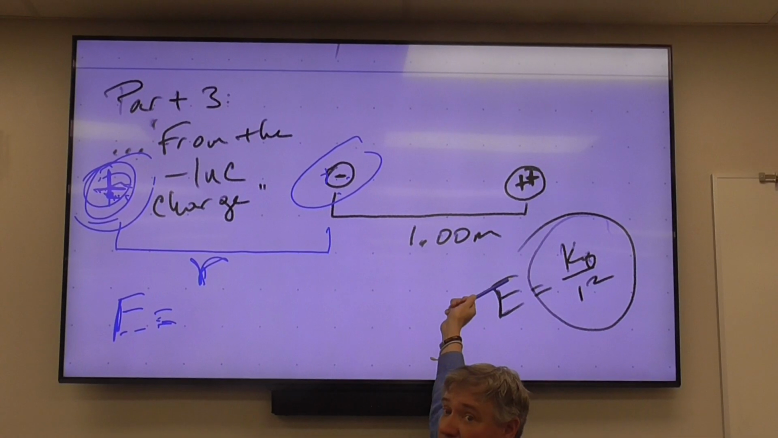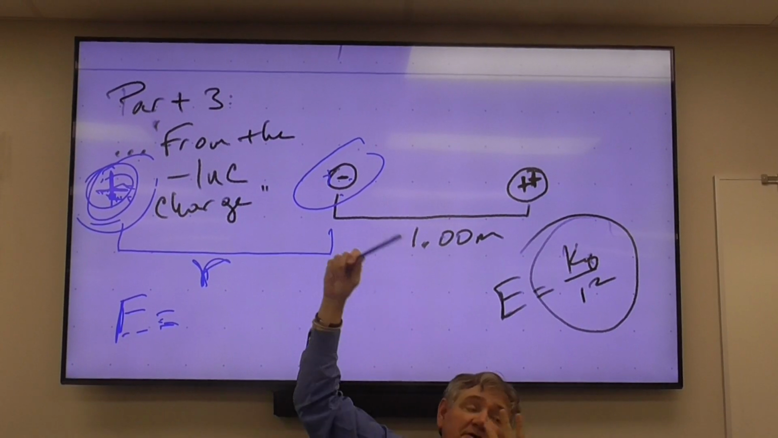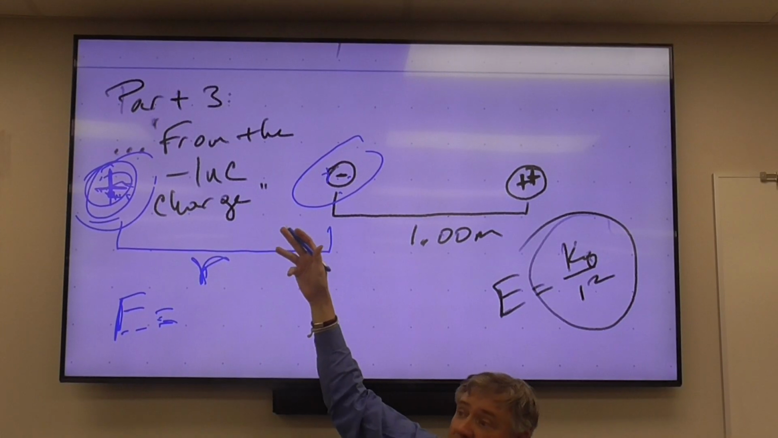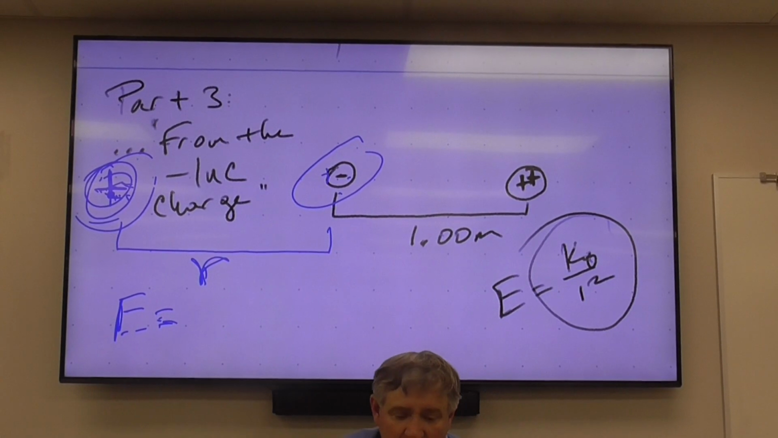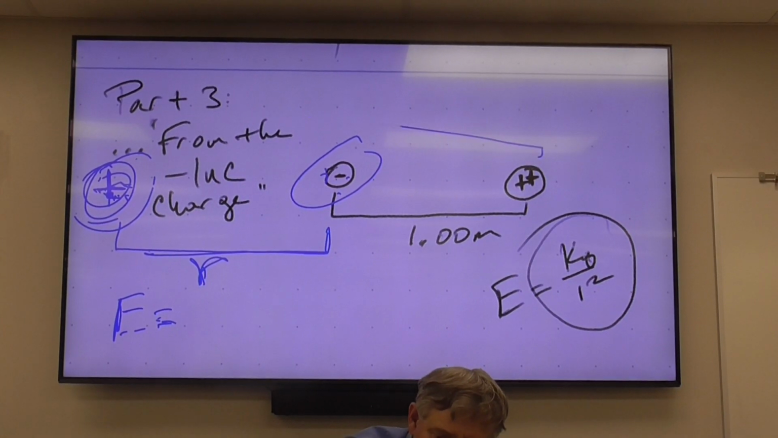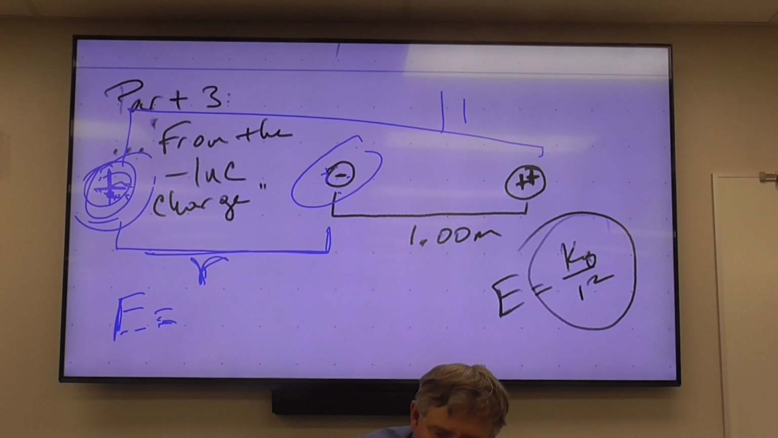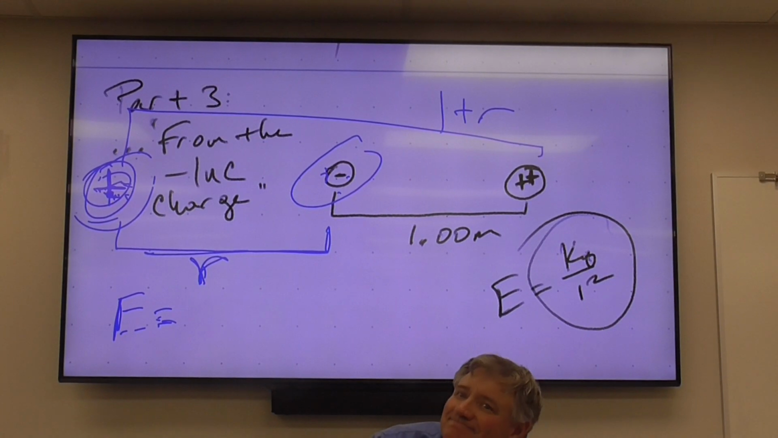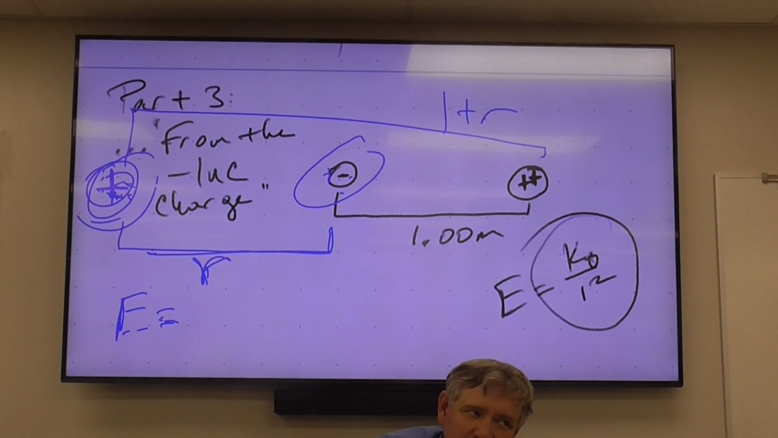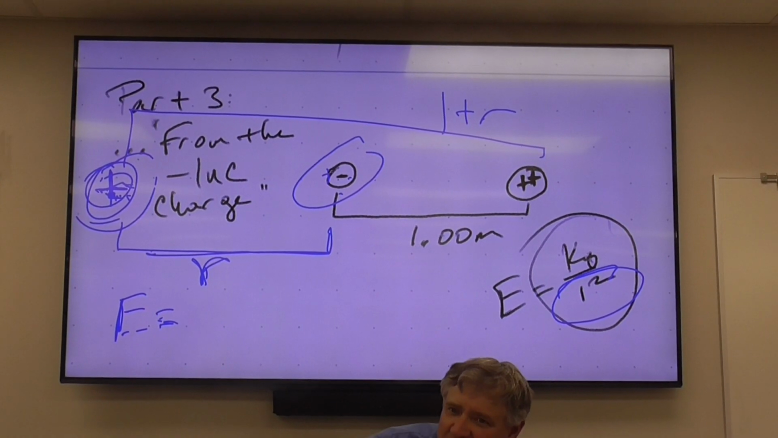That charge is going to be what? 2Q. Okay, now if you're a numbers kind of person and you want to put in 1 nanocoulomb and 2 nanocoulomb, you can. So if this distance here is R, what's going to be that distance? 1 plus R. But what are you going to have to do with that distance? Square it. Because it's over R squared.